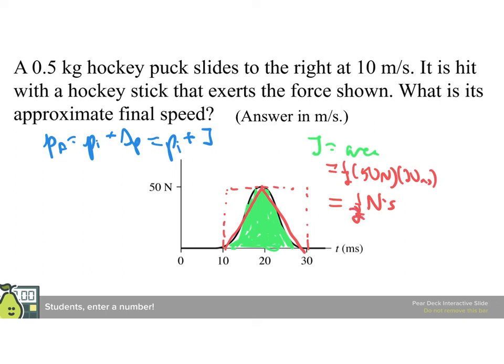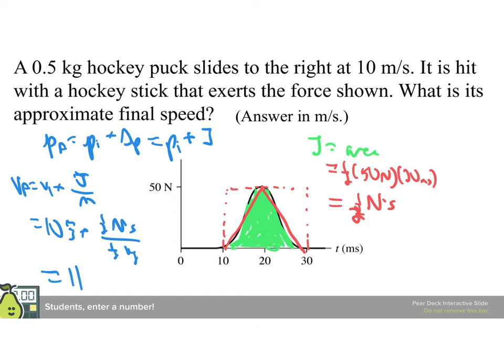Well, then our final velocity is the initial velocity plus J over m. We've done that in an earlier problem. So we get 10 meters per second plus 1/2 newton seconds over 1/2 kilogram, or 11 meters per second as our final speed.